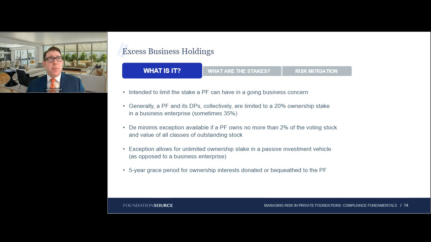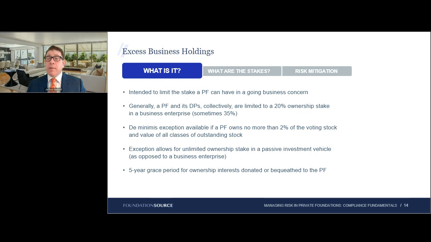Moving over to the excess business holdings universe, Congress wanted foundations to remain focused on their charitable missions, not on the concerns a large stakeholder would normally have in running a successful business. Therefore, Congress enacted the excess business holdings rules, which place a cap on the collective percentage of ownership that a foundation and its disqualified persons can have in an active business. The default cap is typically 20%, but in some cases might be increased to 35%.